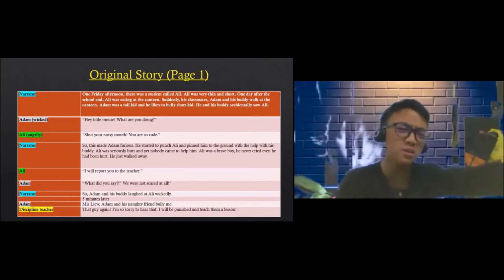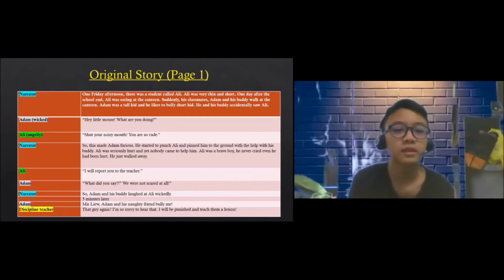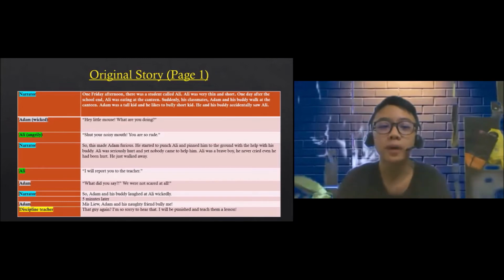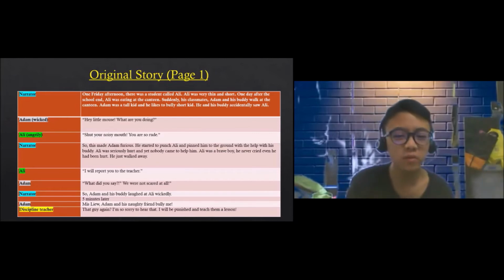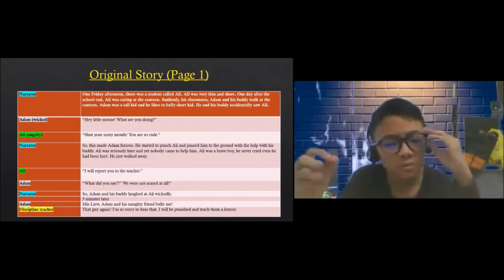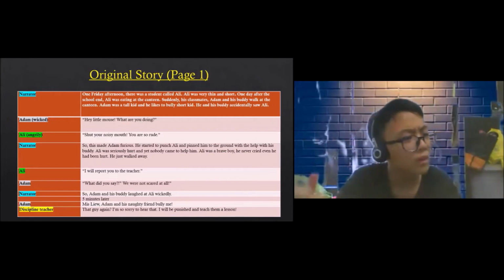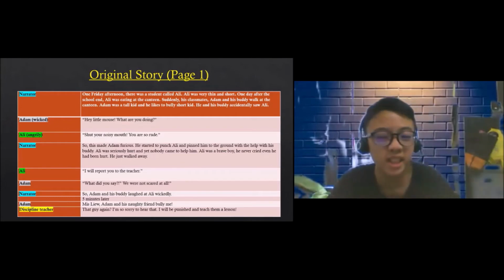"I'll report you to the teacher." "What did you say? You're not scared at all." So Adam and his buddy laughed at Ali bitterly. 5 minutes later, "Miss Liu, Adam and his naughty friend bullied me." "That guy again. I'm sorry to hear that. I'll punish them and teach them a lesson."